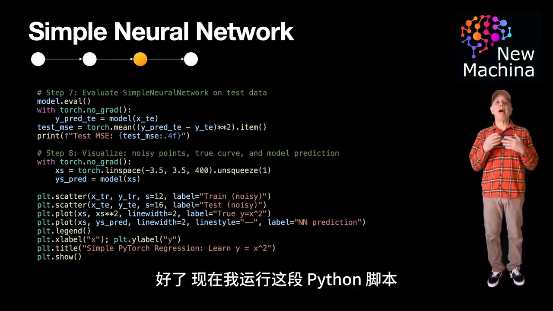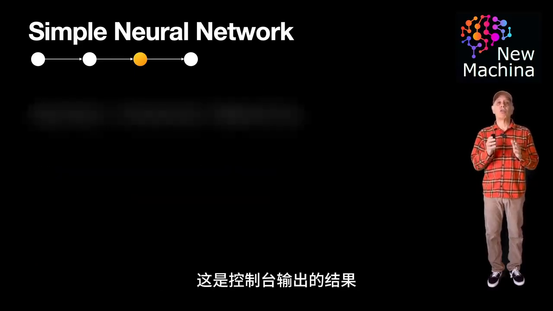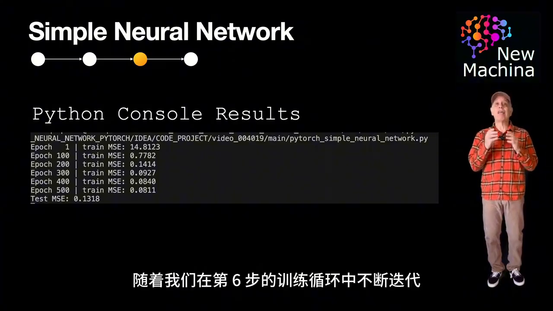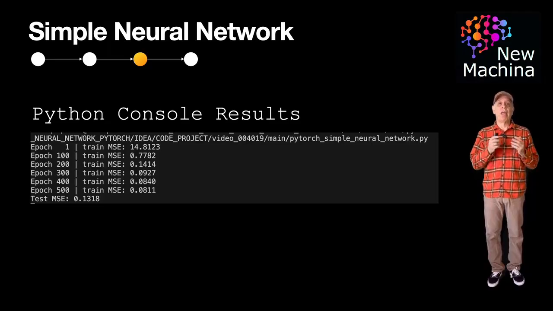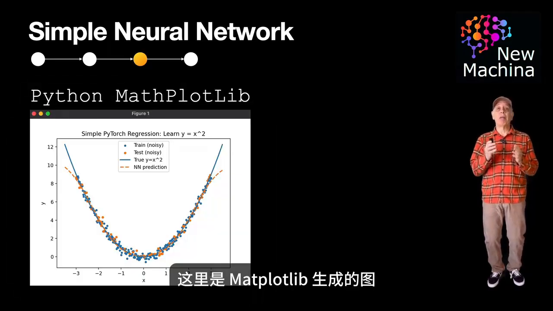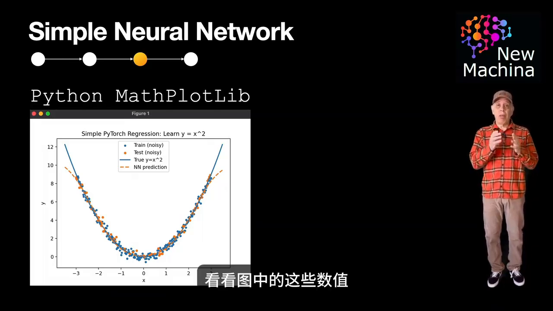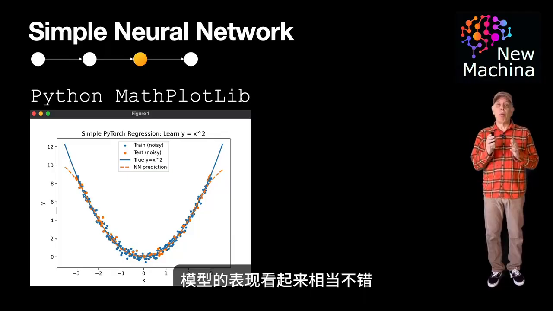Okay, so now I run the Python script, and here are the console results. And you can see the loss getting smaller as we iterate through the training loop in step 6. And here's the plot generated by matplotlib. And you can see the actual versus predicted values. Looking at these values in the plot, the model looks to be performing pretty well.